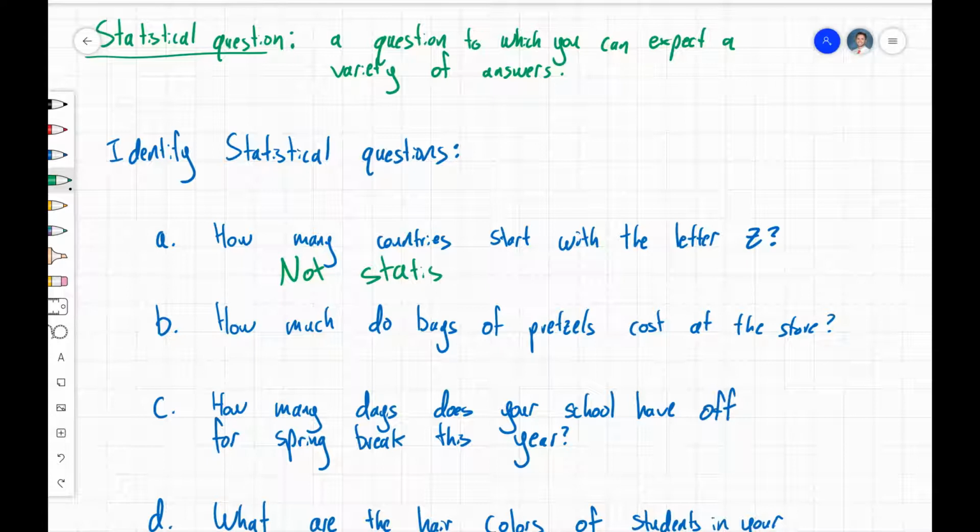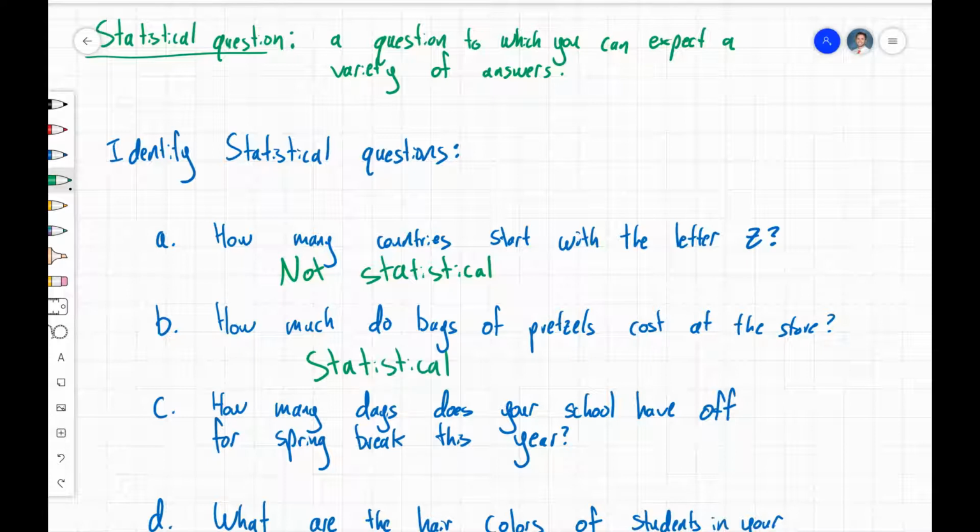Looking at the next question, it says, how much do bags of pretzels cost at the store? Well, if you were to go to the store and you were to look at different brands and different sizes of pretzels, you would find different prices, right? It's not like, oh, every single bag of pretzels, no matter where you go, no matter what type of pretzel it is, is $2. We know that's not the case, and there are multiple different possible answers here, so this would be a statistical question.